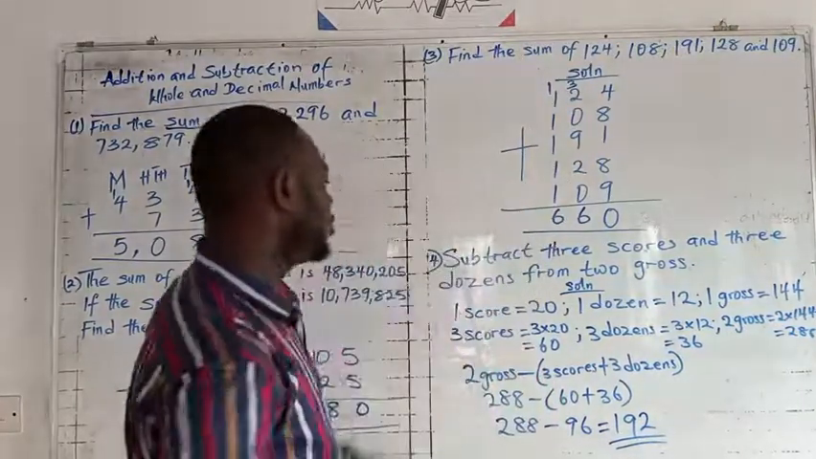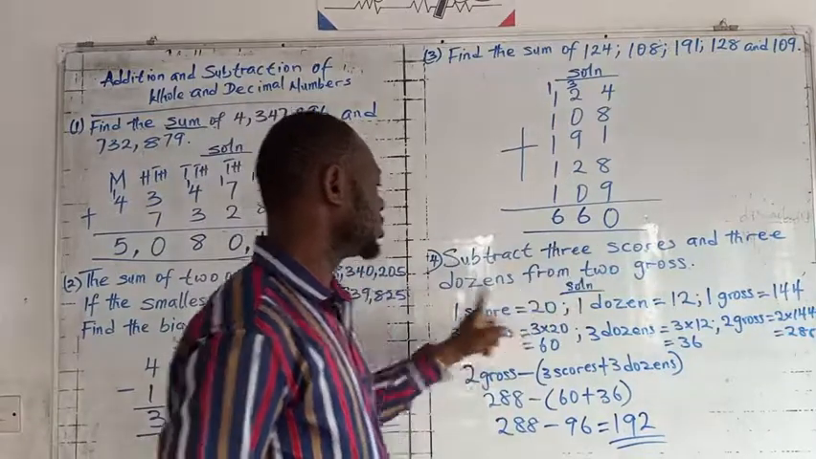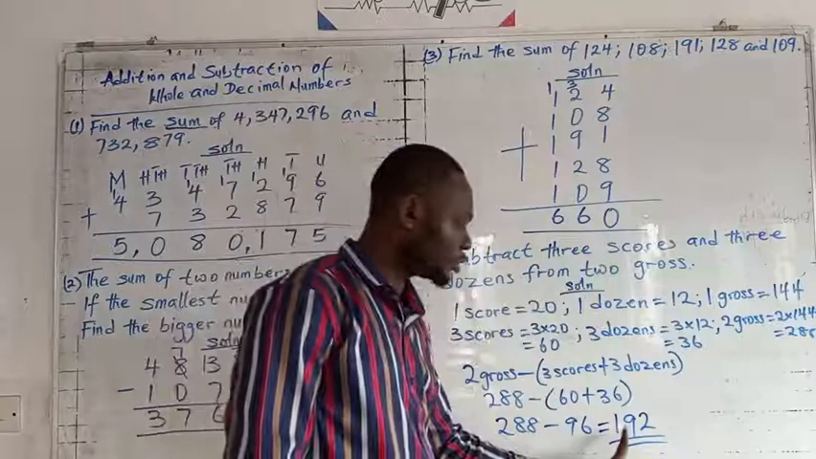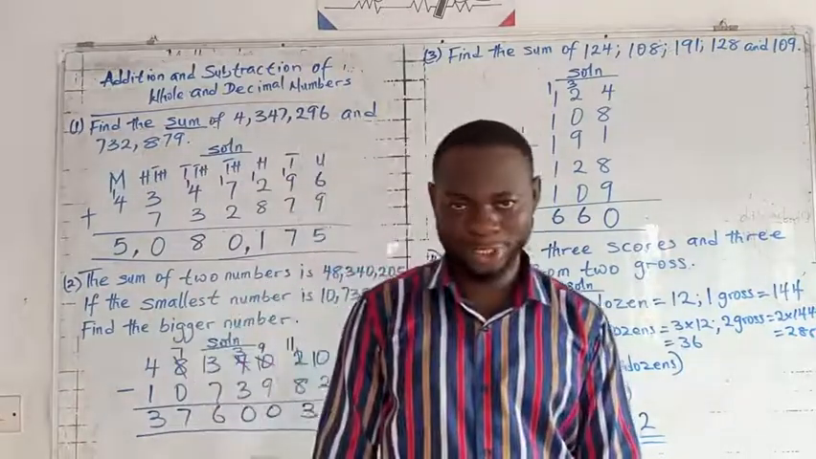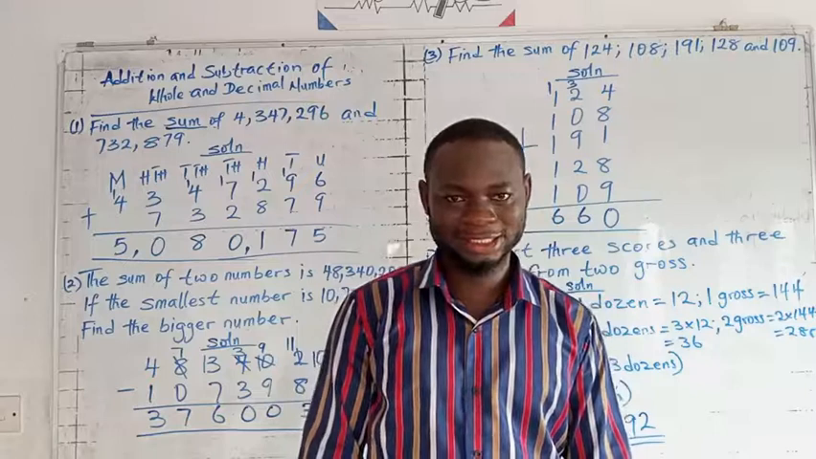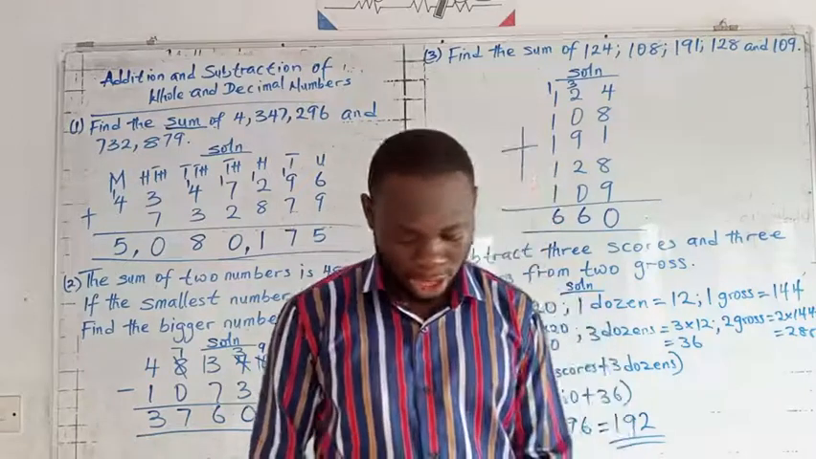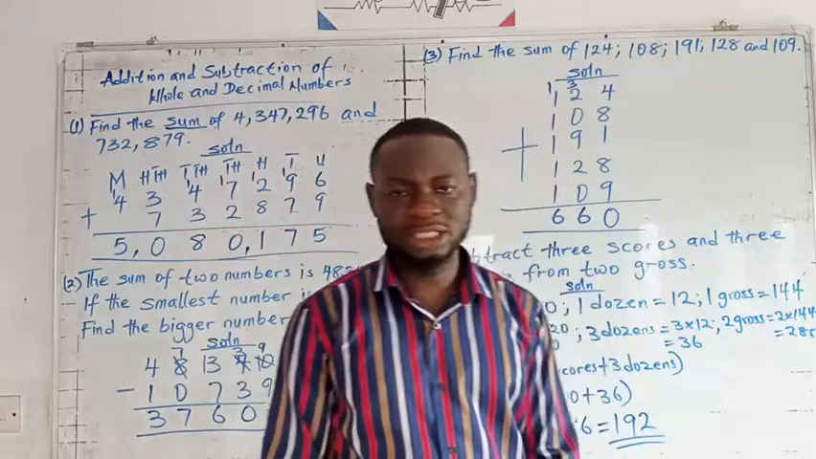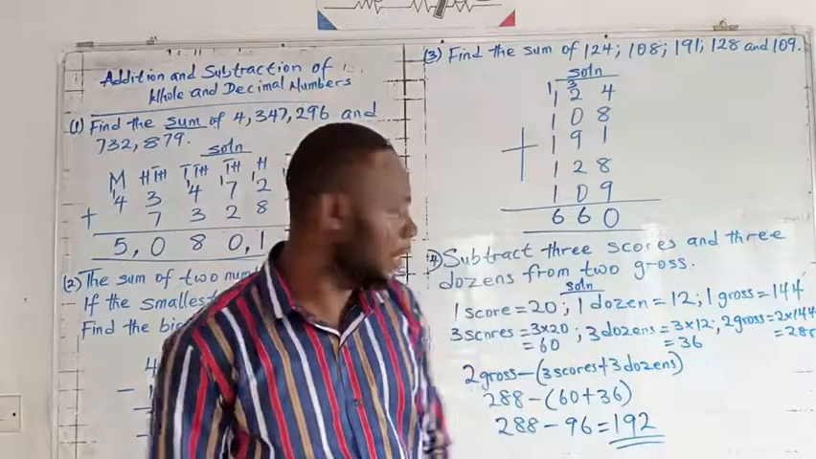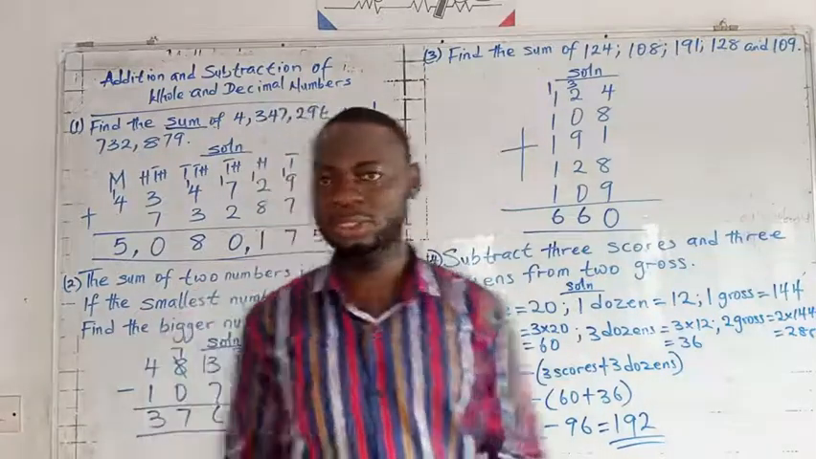So therefore, when we subtract 3 scores and 3 dozens from 2 gross, we have 192. Hope you understand that. Remember to send me your questions, and when we meet, I'll answer those questions. Now let's look at adding and subtracting decimals. Addition and subtraction of decimals.